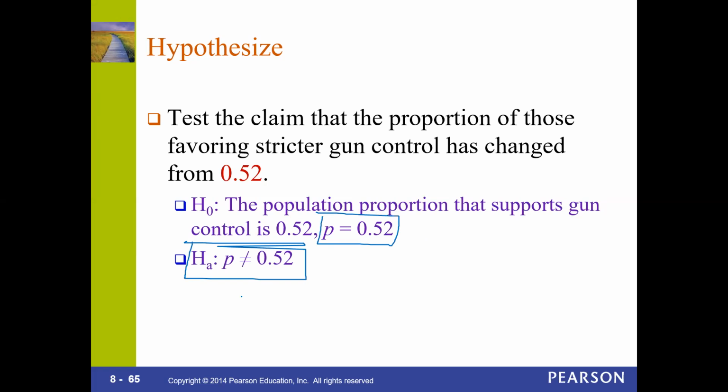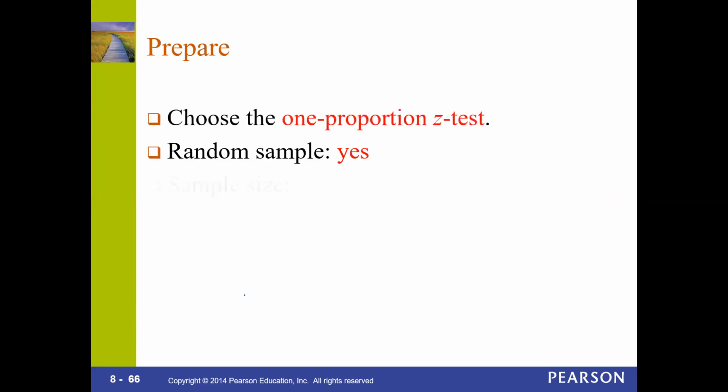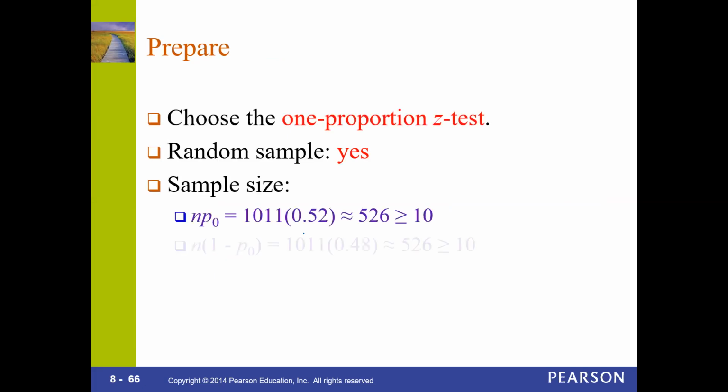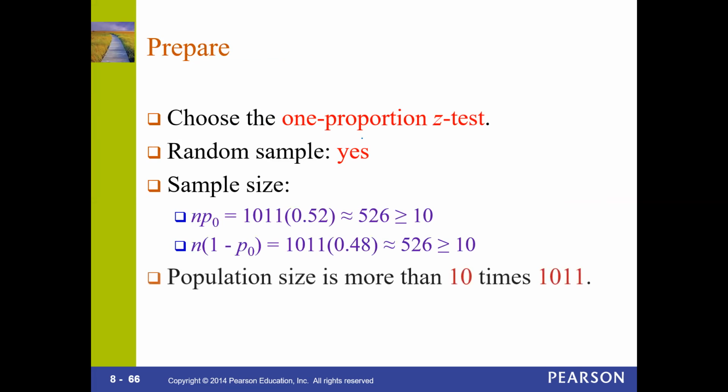Okay. So your number of successes, we already saw that one. It's going to be a one proportion z-test. It's random because it says so, and then you double check whether your sample size is large enough. As you can see, both of these numbers are bigger than 10, so it's large enough. Okay. This is a large population.